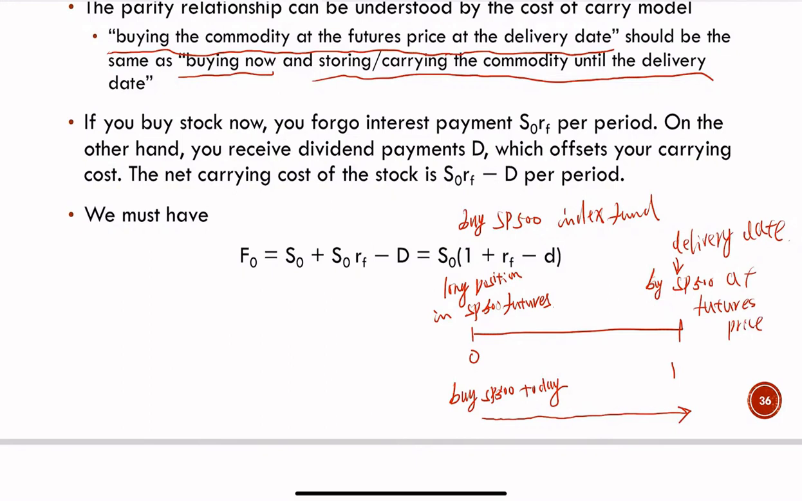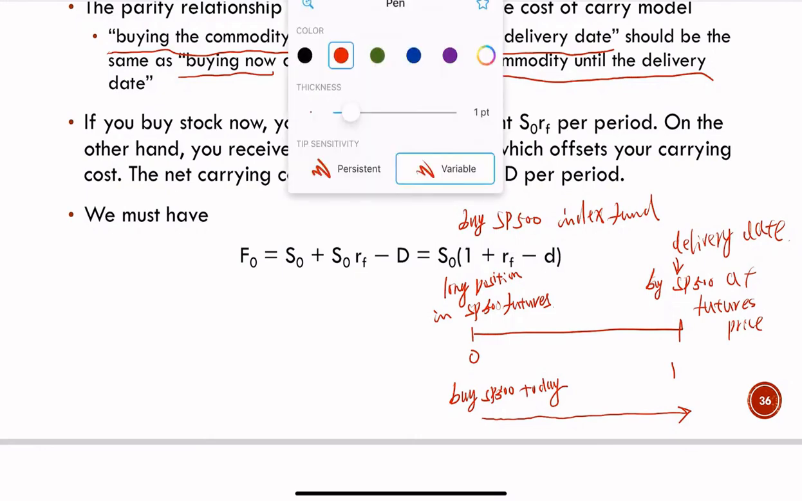So based on this idea, we could find out how to derive this spot futures parity theorem. Okay, now let's see how this process works. So first, let's say the spot price is S0, right? So it means, okay, now let me use a different color.